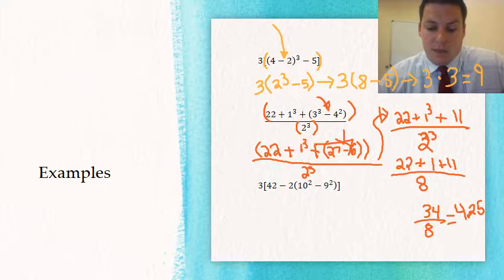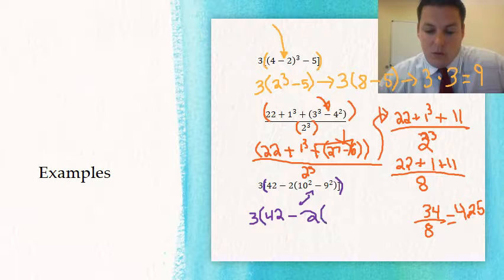And then my last example, again, I have 2 sets of parentheses, so I have to work on the far inside. The far inside I have 2 sets of exponents, so I have 3 times 42 minus 2. 10 squared is 100, 9 squared is 81. I still have this deep inside set of parentheses I need to solve for, so I can get rid of them in this step.